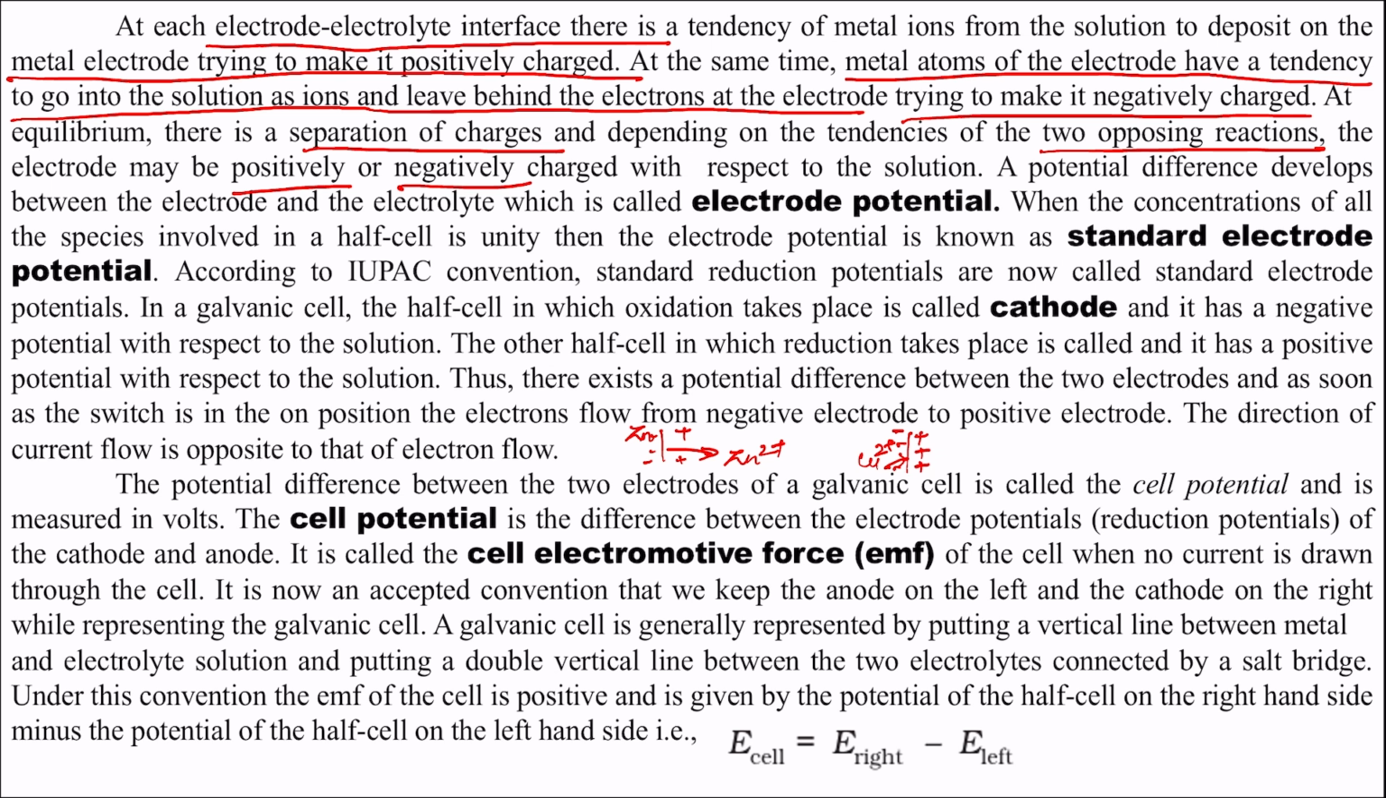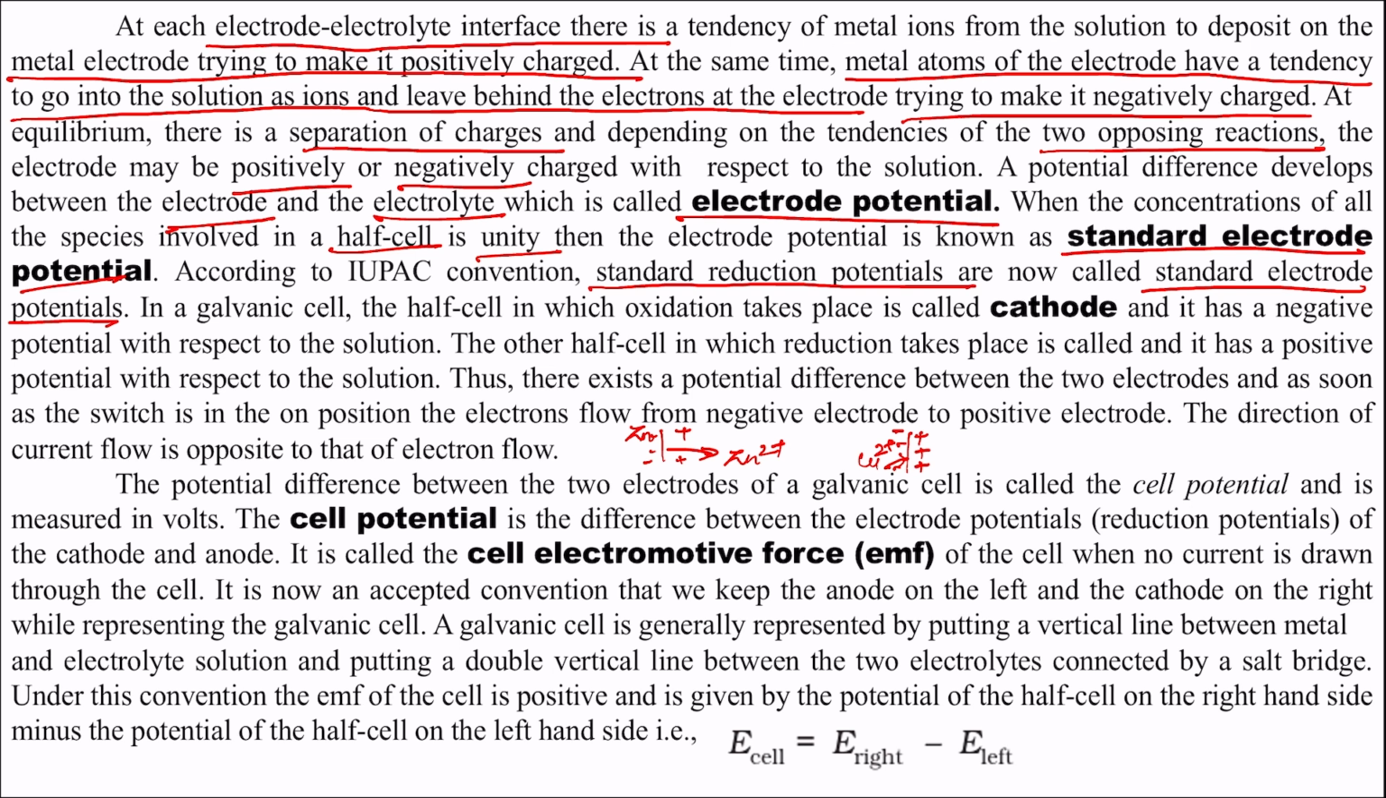So a potential develops between the electrode and electrolyte, and this potential is called electrode potential. When the concentration of all the species present in the half cell is equal to 1, then the electrode potential is known as standard electrode potential. According to IUPAC convention, standard reduction potentials are now called standard electrode potentials. This means if the standard electrode potential of any electrode is given, then it is the standard reduction potential. Standard reduction potential means potential to get reduced.